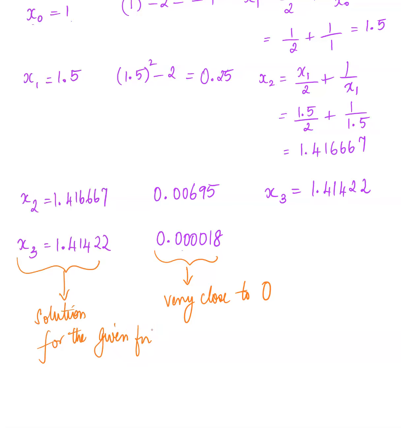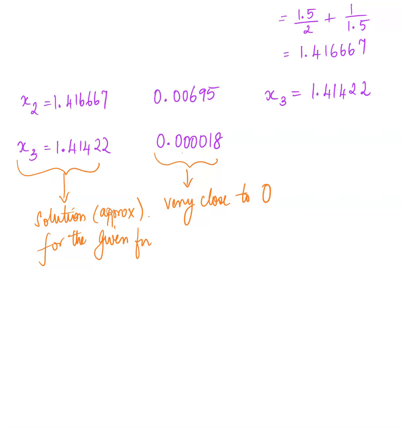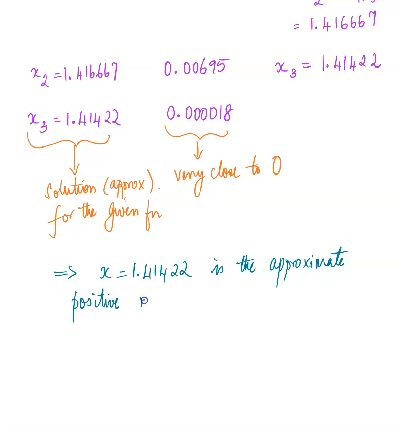When I say solution, of course, I mean approximate. We're already rounding things, so it is definitely approximate. So what we're saying then is that x equals 1.41422 is the approximate positive root for f of x equals x squared minus 2.